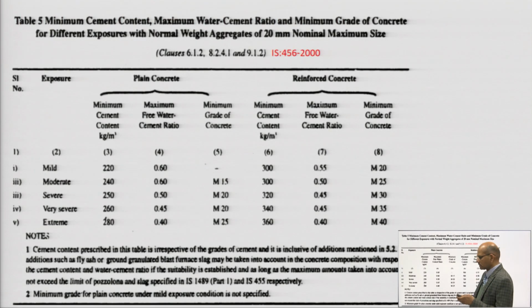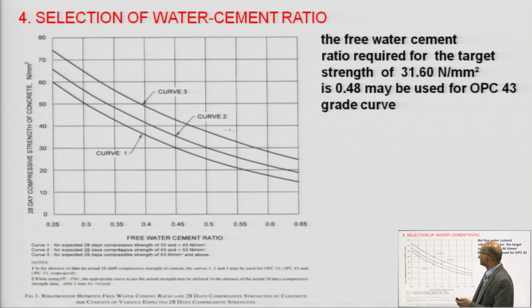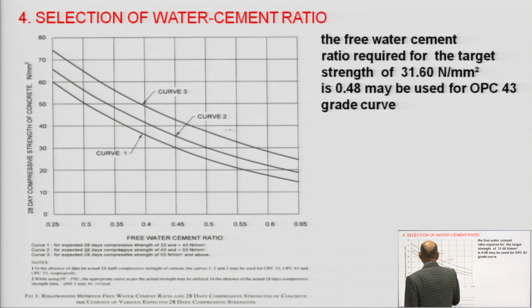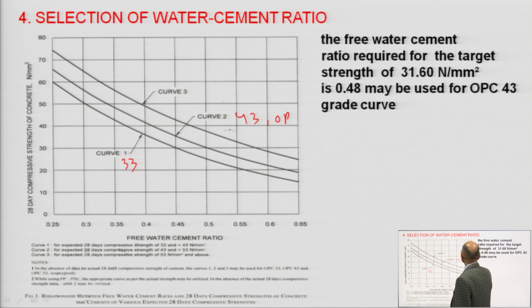Then we have the selection of water cement ratio. Water cement ratio is also a very important parameter in selection, because it depends on the type of cement. We have 3 types of cement. For 33 grade cement, this is the curve. For 43 grade cement, OPC or PPC, sorry, Portland Pozzolana cement or granulated ground blast furnace slag cement, you can use curve number B, and curve C is for 53 grade OPC.